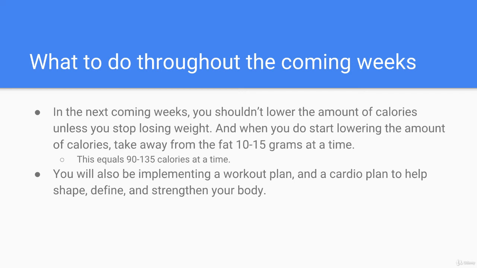So you might be asking yourself what to do in the coming weeks of the keto diet. So what should you do after your first week? Now, you really should not be lowering the amount of calories unless you stop losing weight, okay? And when you do start lowering the amount of calories, you should only take away 10 to 15 grams at a time. This actually comes out to about between 90 and 135 calories. And that might seem like a small amount, but it really does add up. That comes out to around 700 calories per week, and that really is a lot.